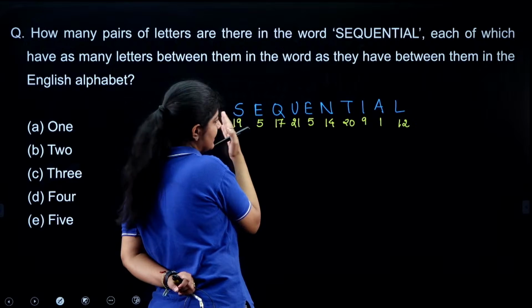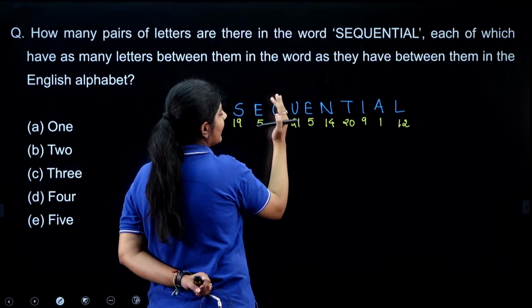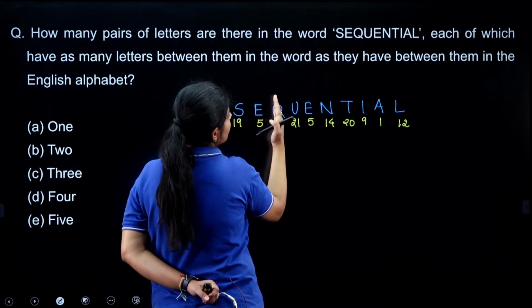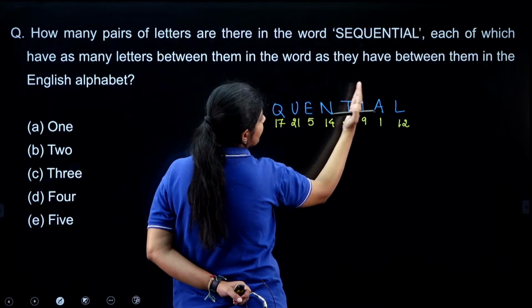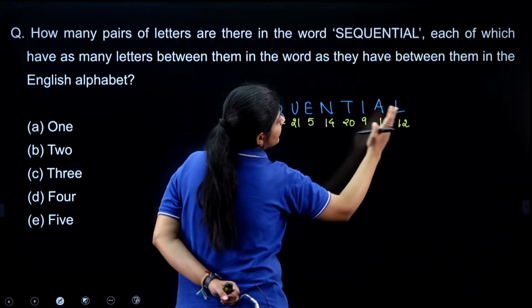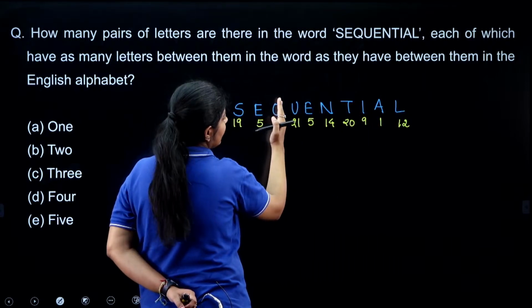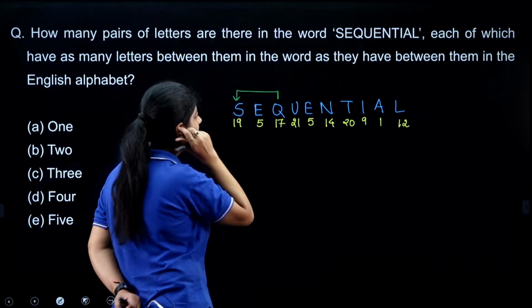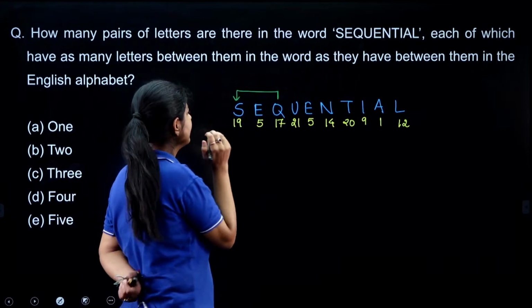We can't go this side, so this side. 20, 21, no point to go beyond that one. 5, 6, no. 6, 7, 8, 9, 10, 11, 12, 13, no. Next. 17, 18, 19. Yes, we got our first pair, right? We got our first pair.